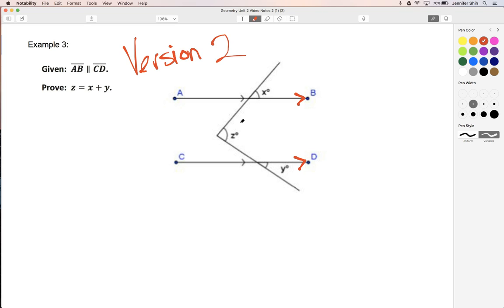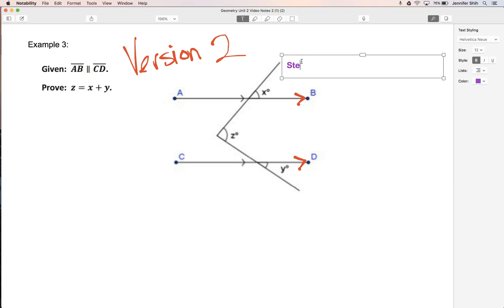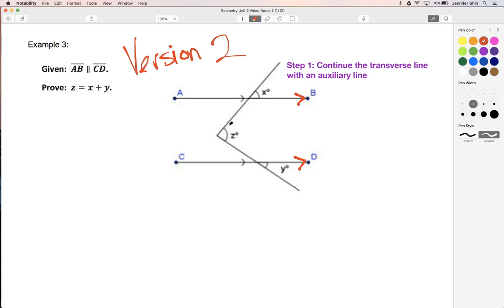We're again going to prove that X plus Y is equal to Z, but with a different version. For this step 1, what we're going to do is continue the transversal line with an auxiliary line. So auxiliary line means basically we just add in some dashed lines somewhere to help us problem solve. So boom, boom, boom. I drew in an auxiliary line. It's red.